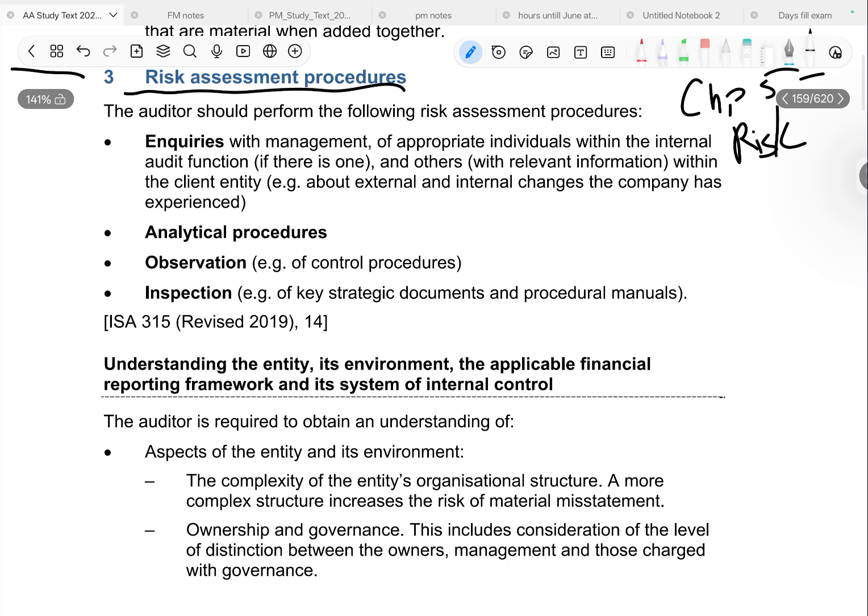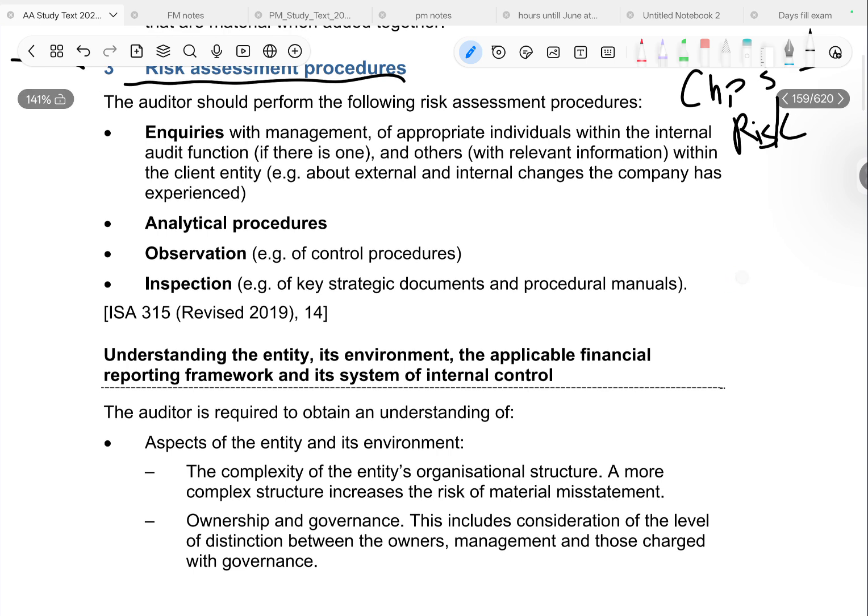The auditor must perform procedures to identify and assess risk of material misstatement. These include inquiries with management, internal audit, and other relevant personnel with the entity. Analytical procedures are also performed to identify unusual trends or relationships. In addition, the auditor may observe control procedures and inspect important documents such as policies and strategic reports.